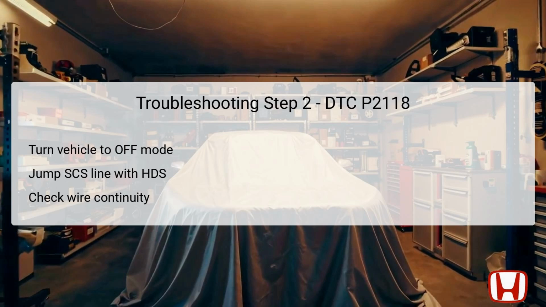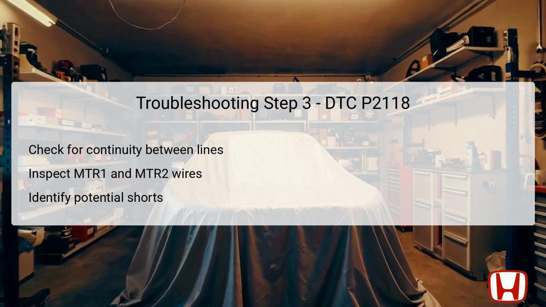After waiting, disconnect both the PCM connector E and the throttle body 6P connector. Now, check for continuity between the designated test points, specifically between the throttle body 6P connector number 3 and the PCM connector E number 76. This continuity check is essential to determine whether there are any breaks in the SG3 wire that could be responsible for the DTC being triggered.